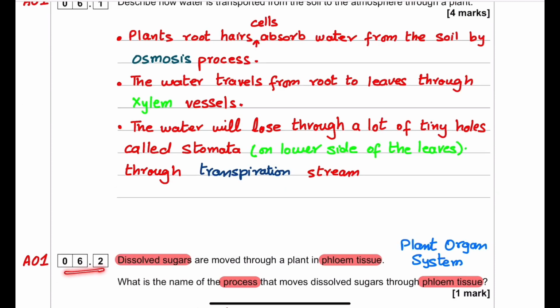6.2 is an AO1 question, and this question is from the plant organ system. Dissolved sugars are moved through the plant in phloem tissues or phloem vessels. What is the name of the process that moves dissolved sugar through phloem tissues? So it is an AO1 question. Student must remember the name of the process which is carried out by the phloem tissues to transport the food. That is called translocation.